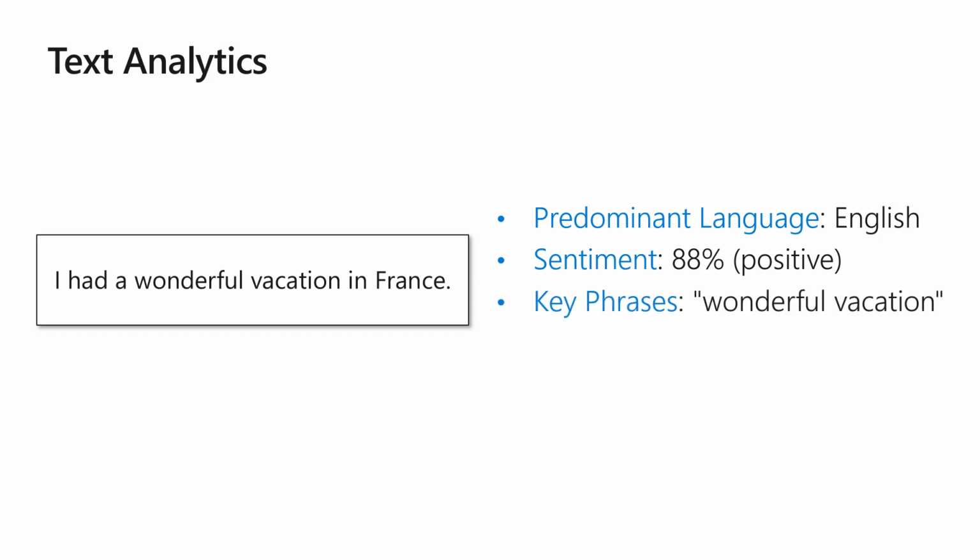I can detect key phrases that are in that text. In this case, wonderful vacation would come back, so that's telling me that's what this text is really about. It's a statement that I had a wonderful vacation. And I can detect entities that are mentioned in that, and those would be dates or places or people. That I can specifically call out. So in this case, France is identified as an entity in there.